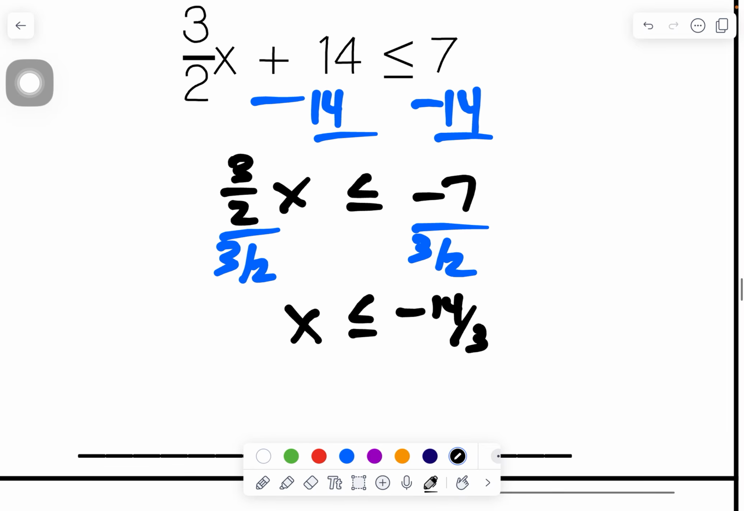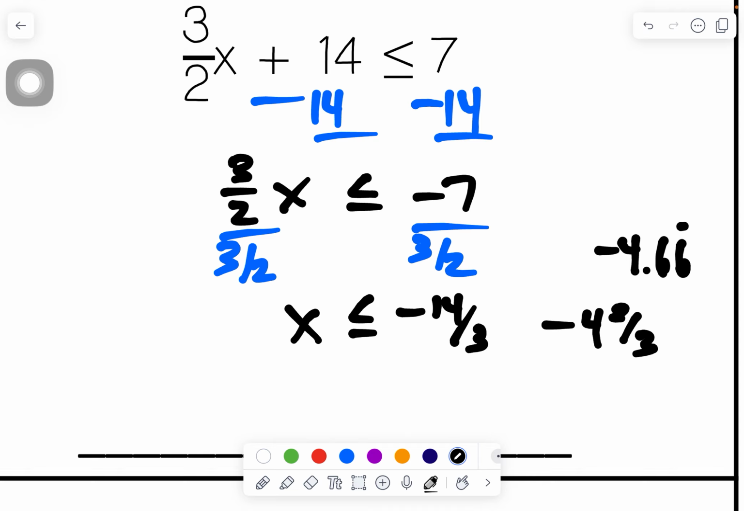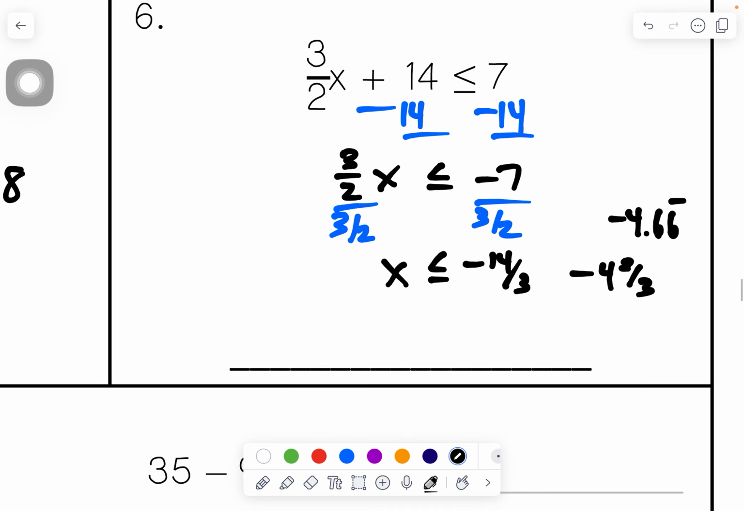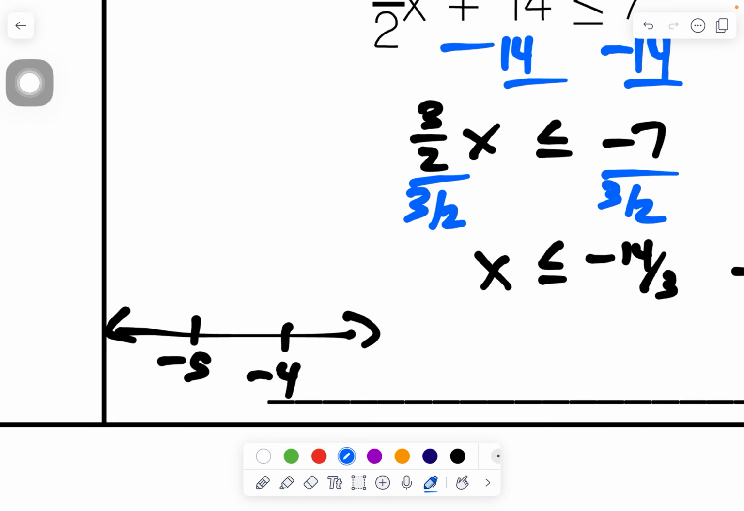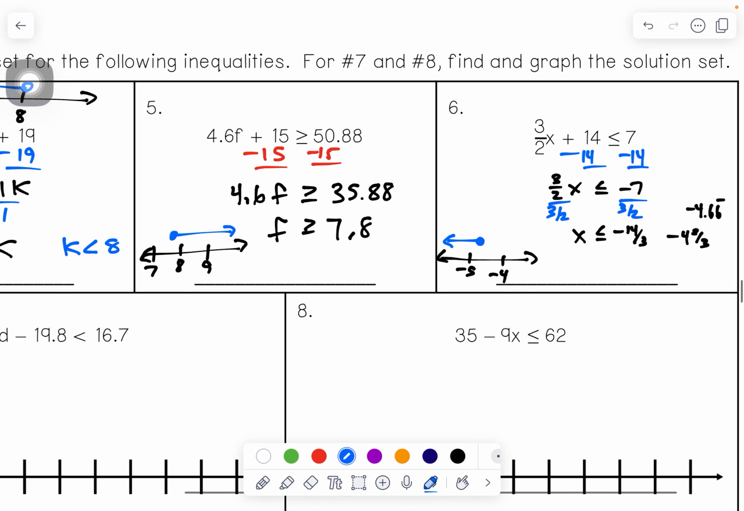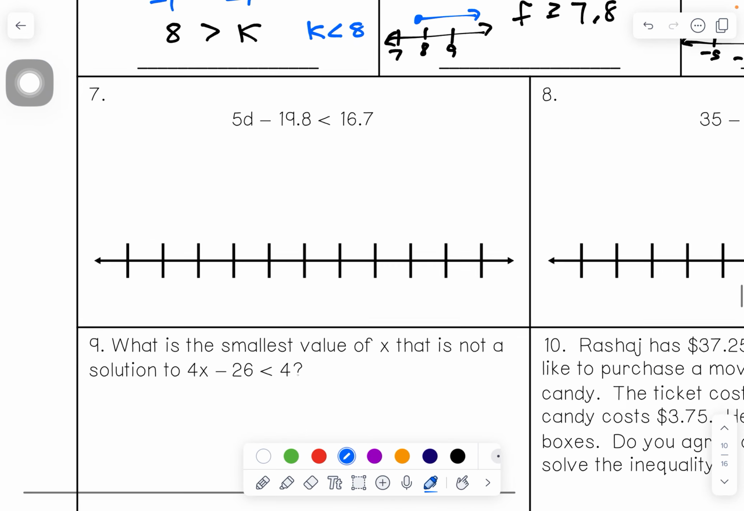Now, some of you might write that as -4 2/3. Some of you might write that as -4.6 repeating. Regardless, I'm going to draw my number line. It's between -4 and -5, but it's closer, certainly, to -5, and it's a closed circle. So I'm just estimating where that dot is. And it goes left because it's less than. All right, next up here, I have a couple more.